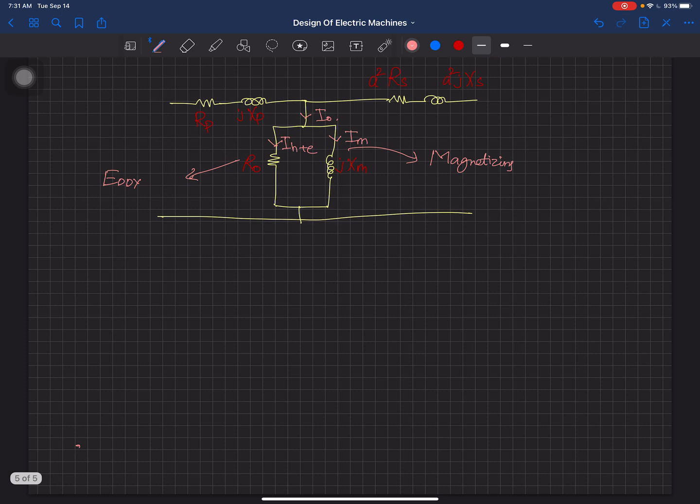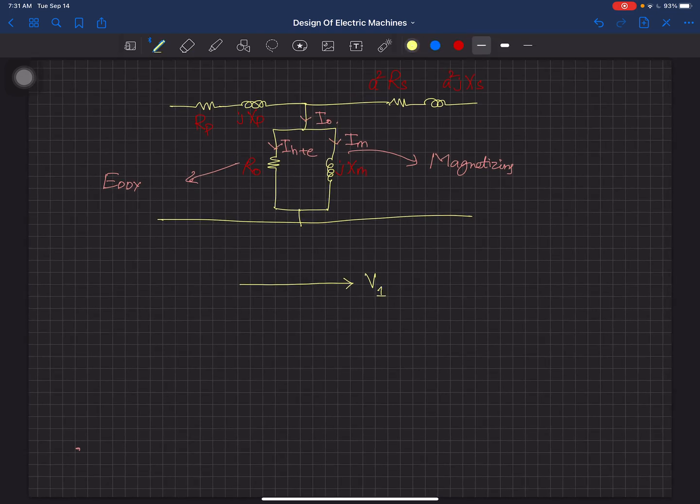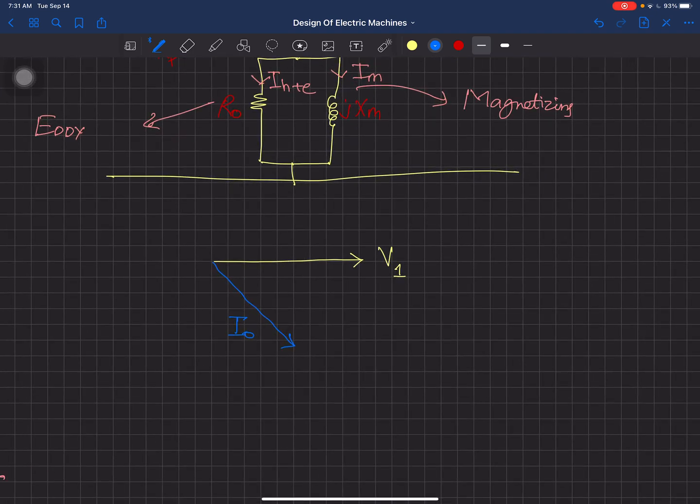For those of you who still have no clue what I'm talking about, supposedly this is the voltage phasor, you cannot call it V0 actually, let me call it just simply V1, applied voltage, assuming it. So the current vector is going to be, supposedly this is going to be I0. It's not going to be that much large. I've just drawn it for your elaboration.